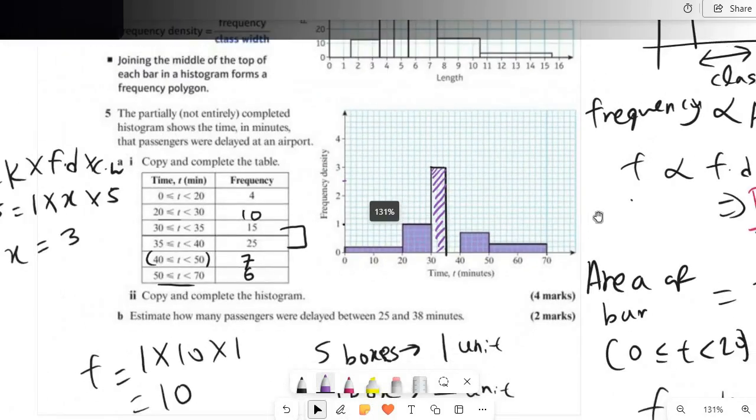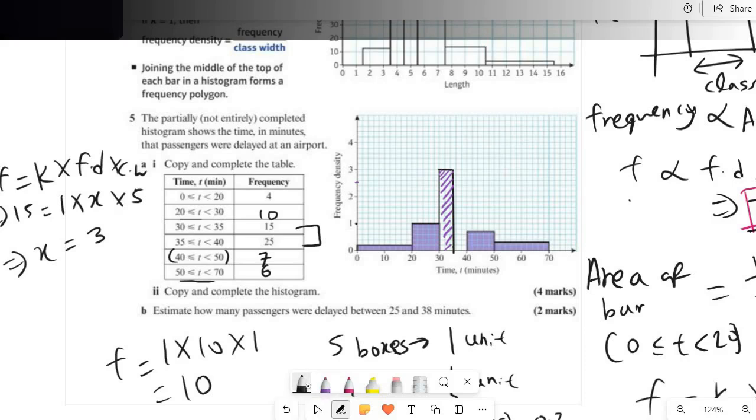Similarly, for the next one, we can still use the same formula. F equals K into frequency density into class width. So for the second one, the 35 to 40 class, the frequency is 25. So we have 25 equals 1 into X into 5 again, because the class width is 5, which is found by subtracting these two class boundaries. So therefore, we can get a value for X being equal to 25 by 5, or simply 5.